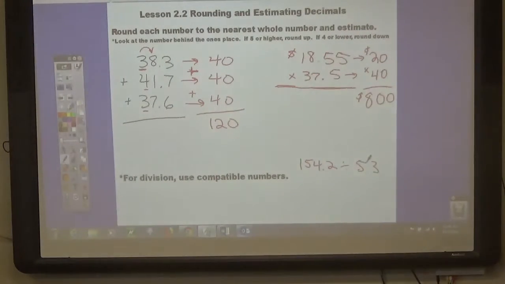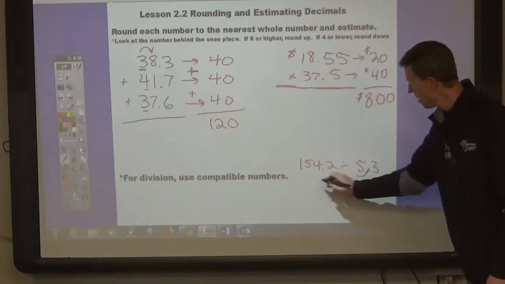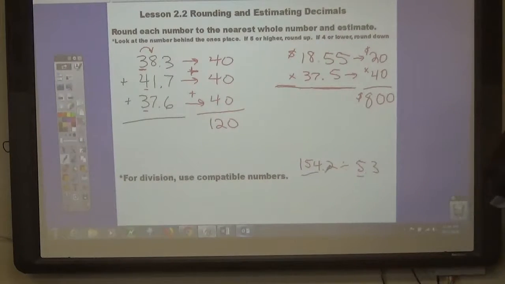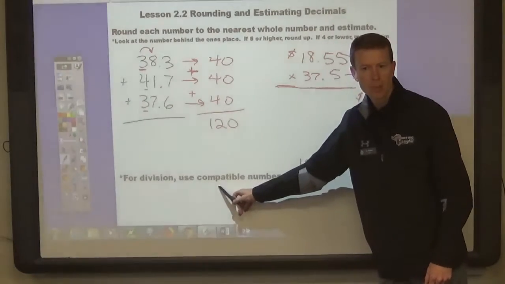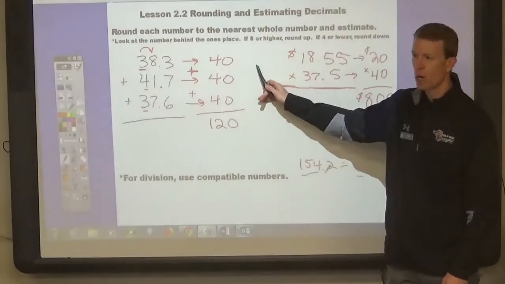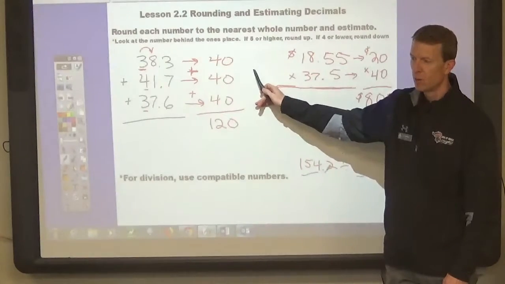You may need to round these and find numbers that may not follow the exact rounding rules, but you can divide them without a remainder. That's what it means by using compatible numbers. When you're finding compatible numbers, you don't always follow the same rounding rules. Why not, Ben?